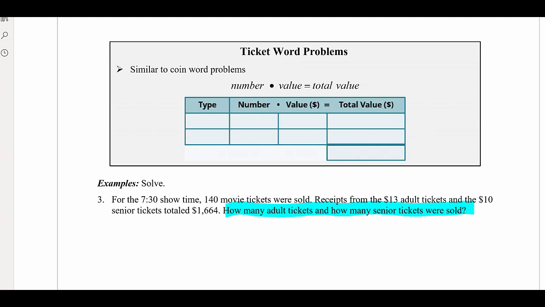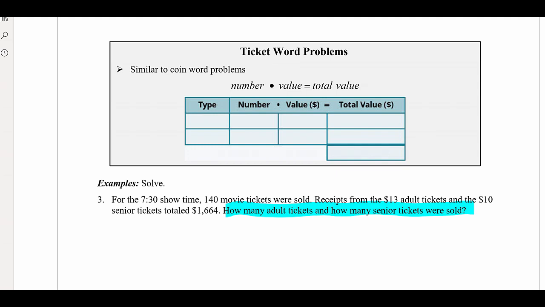In this video, we're going to talk about solving word problems that involve finding how many of a particular type of ticket was sold. If you watched our previous video on coin word problems, this video is very similar. It's got the same principles in that we're usually going to be given two different types of tickets. Each ticket is worth a different amount of money, and we are trying to find how many of each of those tickets were sold.